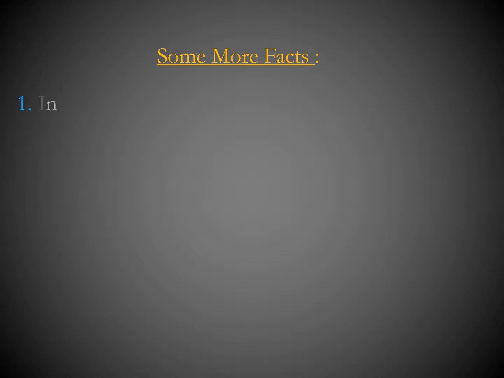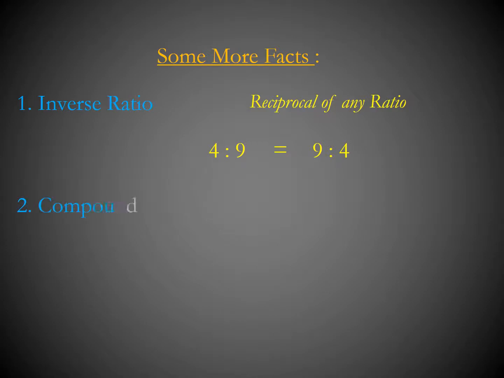Now some more facts about the ratio. First is inverse ratio. Inverse ratio means you have to do the reciprocal of any ratio. For example, you have to find the inverse ratio 4:9. So its inverse ratio will be 9:4. That is reciprocal of it.